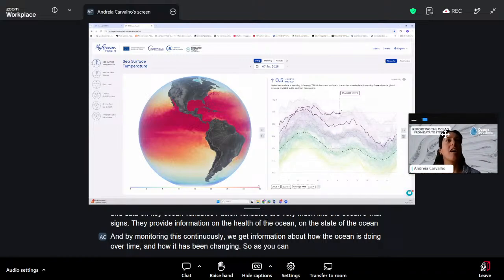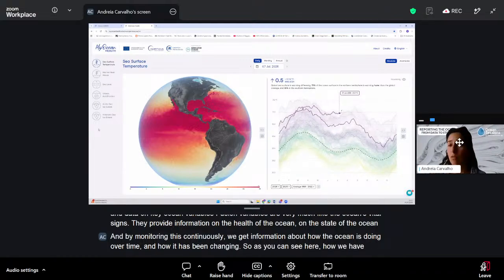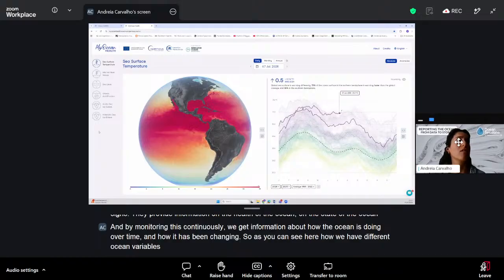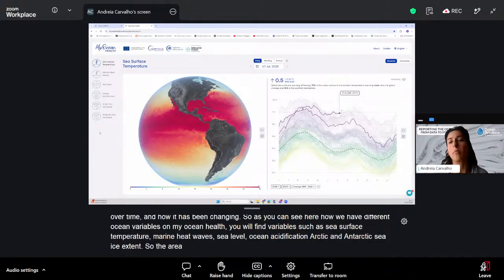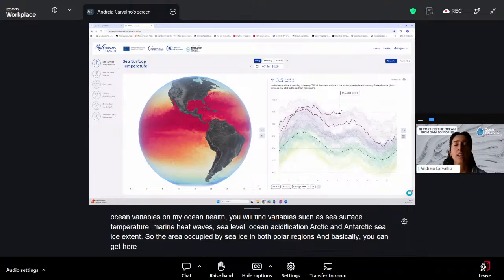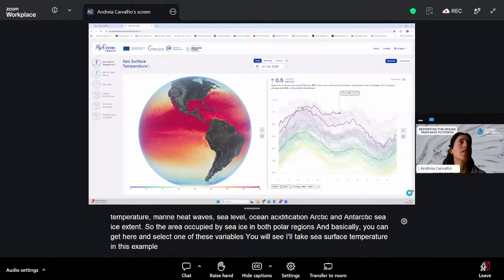So as you can see here, we have different ocean variables on My Ocean Health. You will find variables such as sea surface temperature, marine heat waves, sea level, ocean acidification, Arctic and Antarctic sea ice extent, so the area occupied by sea ice in both polar regions. And basically you can select one of these variables. I'll take sea surface temperature as an example to start with.